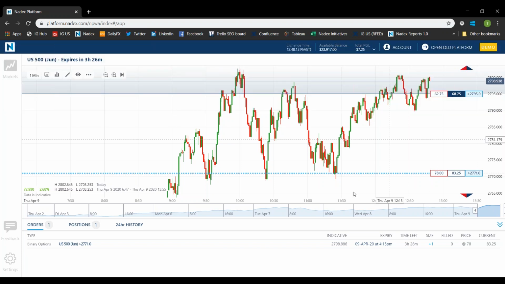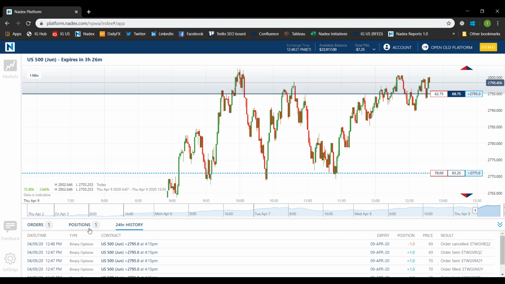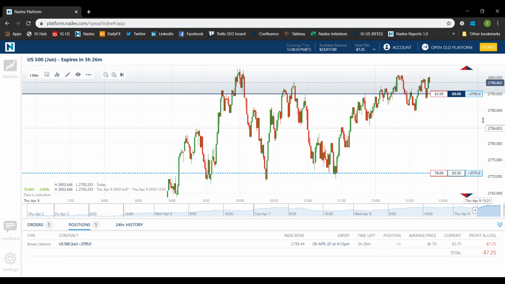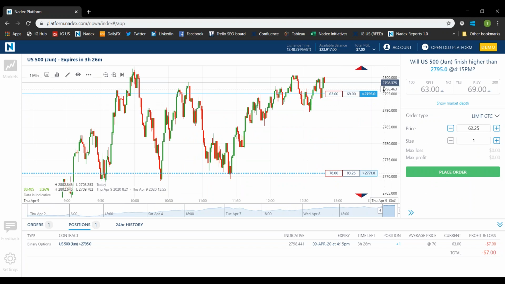So it's pretty easy for you to see what do I have working in the market. What positions do I currently have? You'll see your 24-hour history. If you've been playing around and doing a lot of things, you can quickly find that out. And again, any one of the markets right here on the charts tab, I can open up, populate an order ticket, and trade right here.